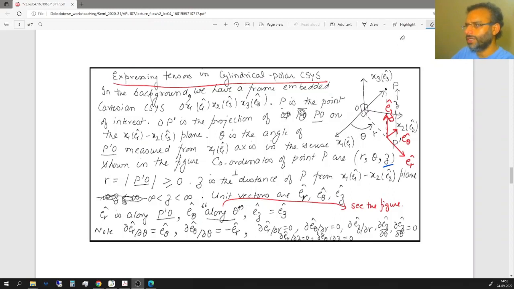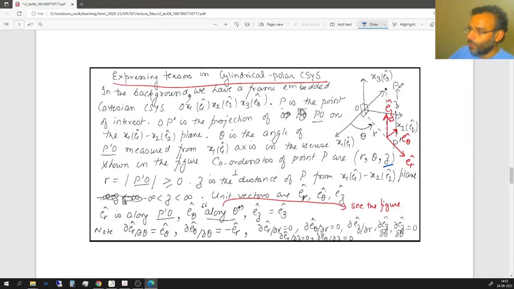So in this figure, you can see I have a Cartesian coordinate system with origin O and its unit vectors as E1, E2, and E3. And let it be frame embedded. Frame embedded means this Cartesian coordinate system is fixed to the reference frame in context that we have. Now let P be an arbitrary point of interest, and in the Cartesian coordinate system, P will have coordinates x1, x2, and x3.